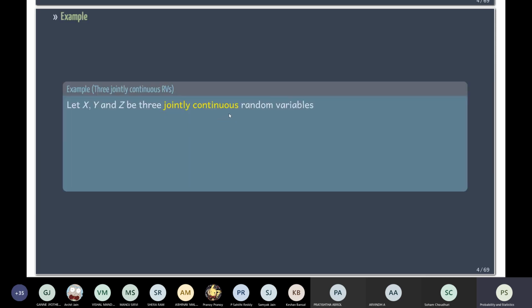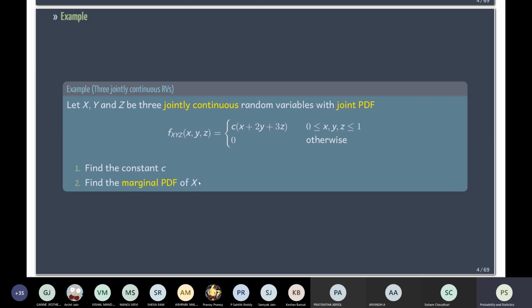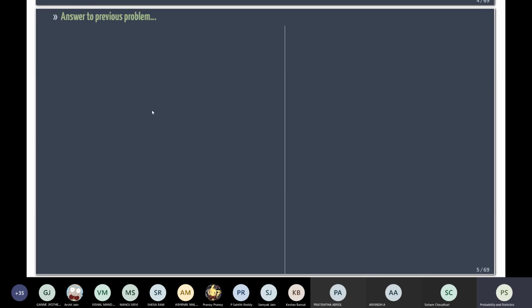So let us see an example in the multiple random variable case. Here we have three random variables, X, Y, Z, and the joint PDF is given to us. Now find the constant C. Since it is a PDF, the integral must be equal to 1. In this case, the triple integral must be equal to 1. And then if I want to find the marginal PDF of X, I have to integrate this out with respect to the Y and Z variables. So we can do this as a sample example for the multiple random variable case.